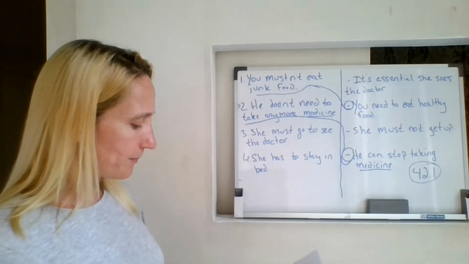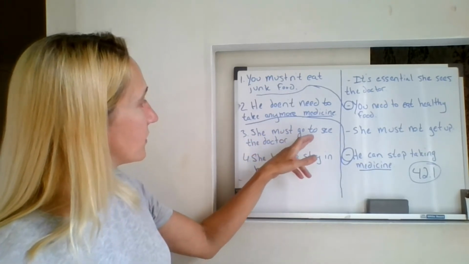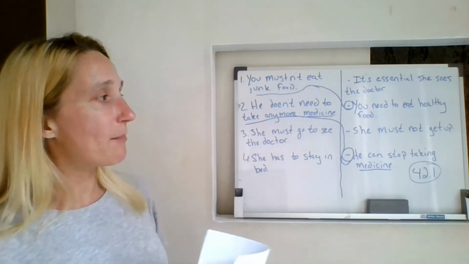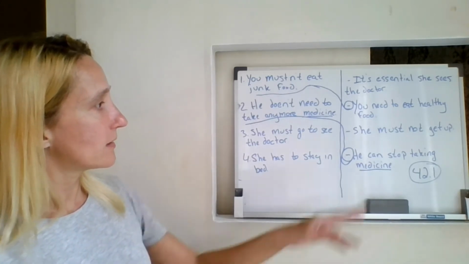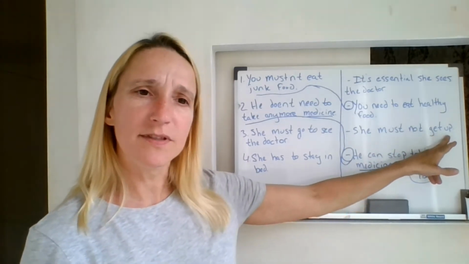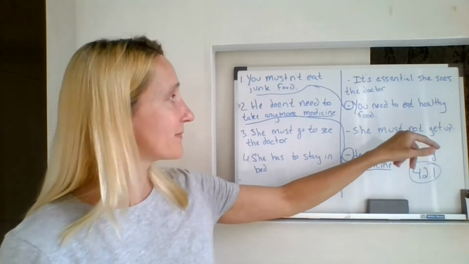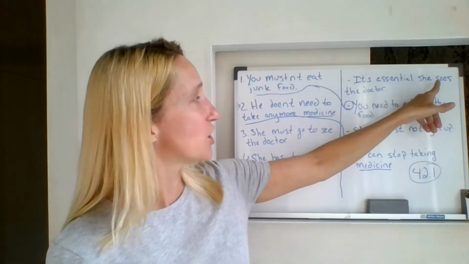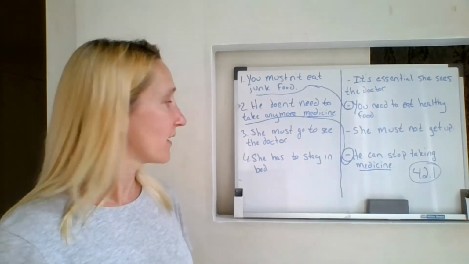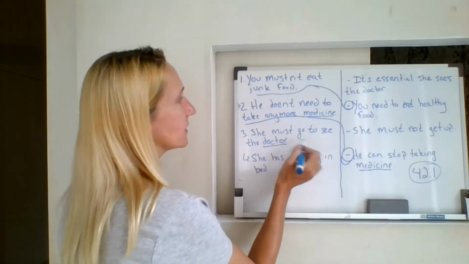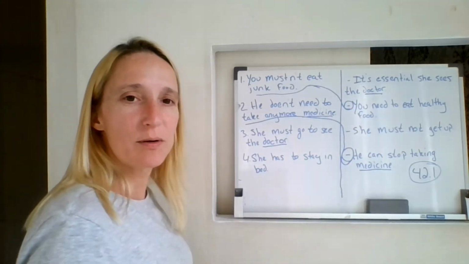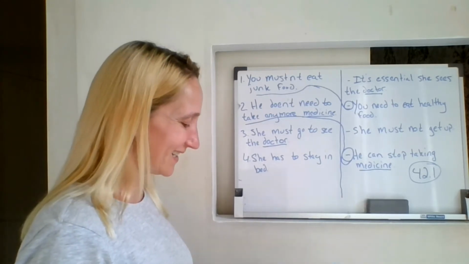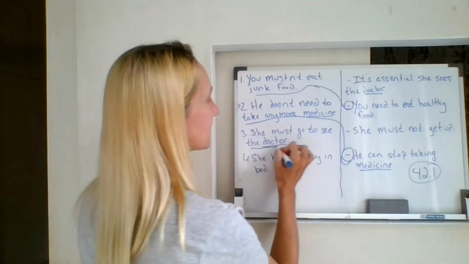Number 3, she must go to see the doctor. There's the word must again. Which one does that match up with? She must not get up. Do you think it goes with that one? Or what about this one? It's essential she sees the doctor. Well, we have doctor and we have doctor. So it must be the same. Must be. There we go again with must. Yes? It has to be. No other options.